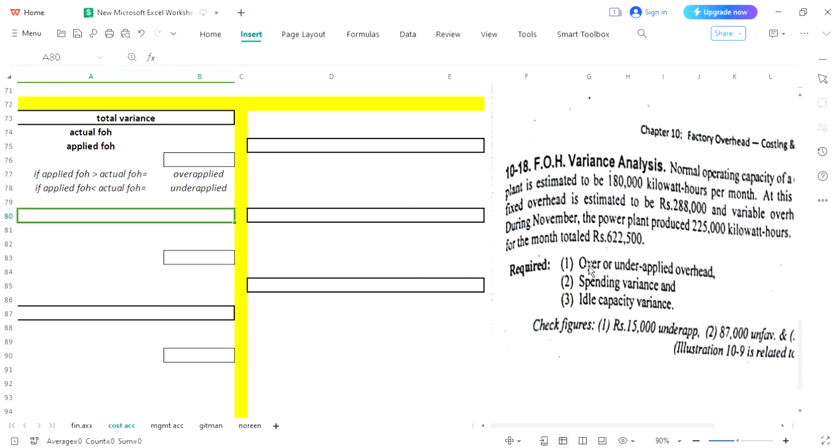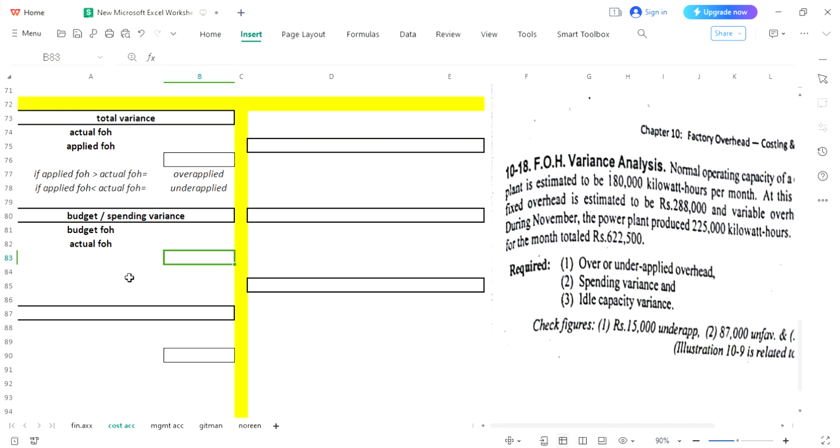The next requirement is spending variance, and as you know, it is also called budget variance, and it is a relationship between budget FH and actual FH. You will calculate the difference between budget FH and actual FH, and here you will calculate the variance. This variance would be considered as spending variance, and this is our second requirement.